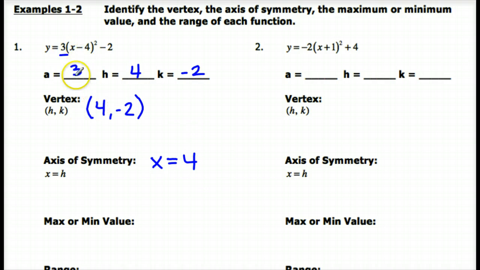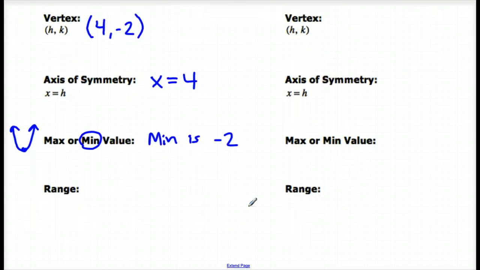Since the a value is positive, just like for standard form parabolas, your graph will look like this. It'll be right side up. So this means you're going to have a minimum value. That minimum value is going to be at your y-coordinate of your vertex. That means we have a minimum at negative 2. And then finally the range, if the minimum is negative 2, that means the range goes from negative 2 to positive infinity. All y values greater than or equal to negative 2.